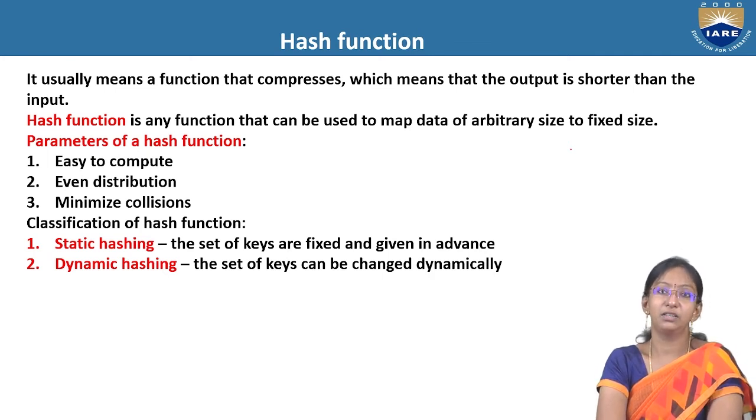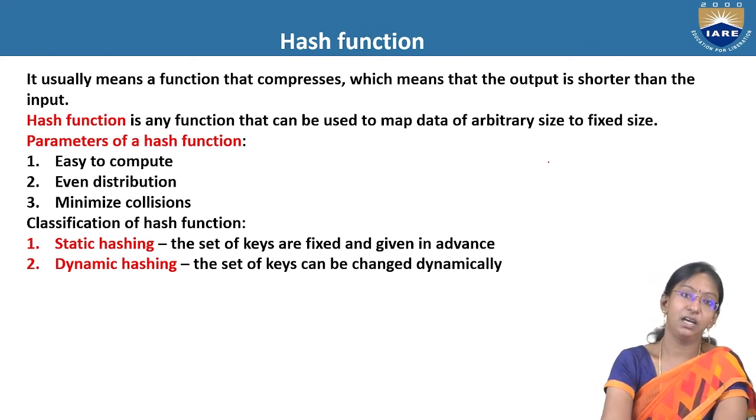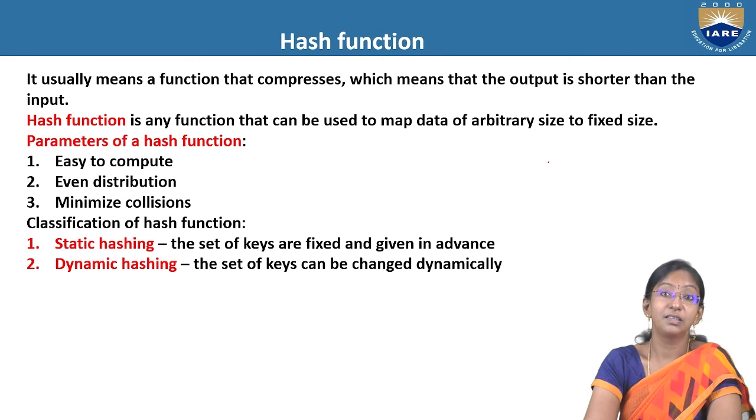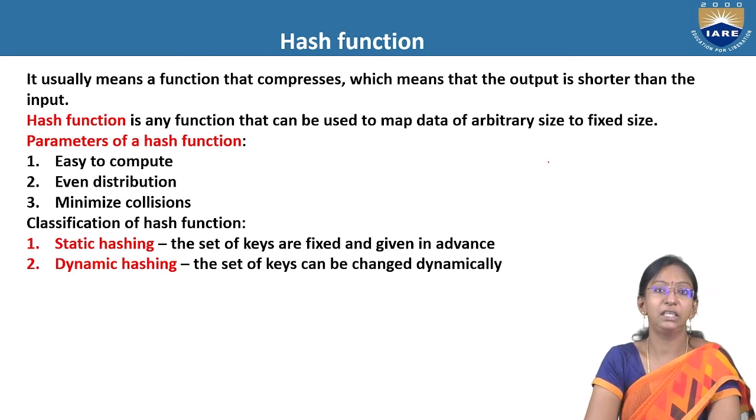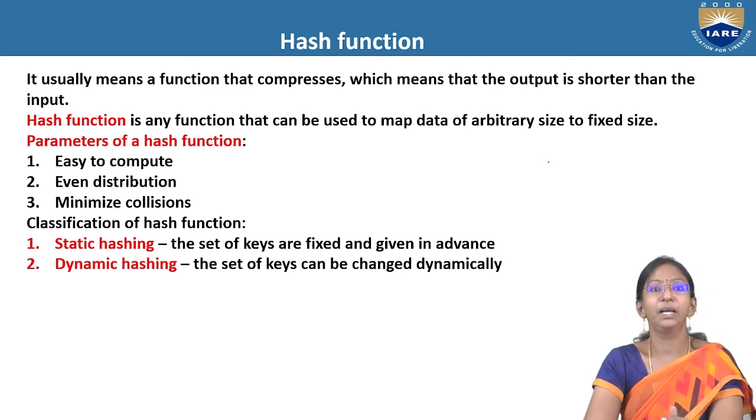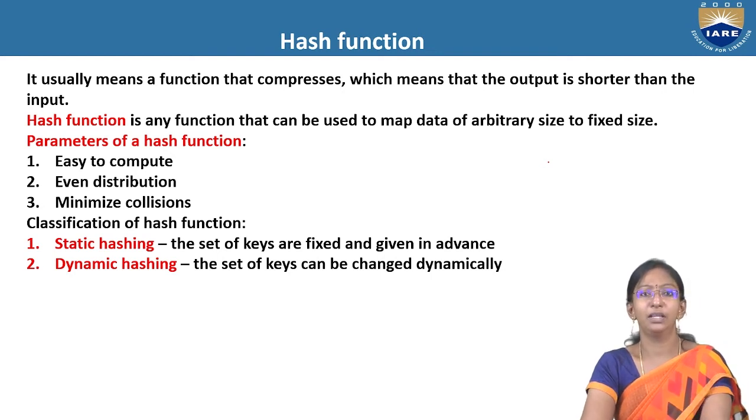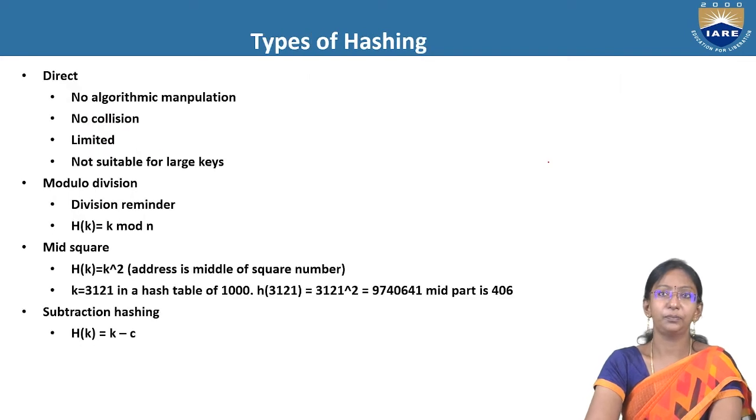So these hash functions are broadly divided into two categories: static hashing and dynamic hashing. Static hashing is where the set of keys is fixed and given in advance. You can neither delete those keys nor extend the list. Dynamic, based upon your requirement, you are going to add that key to your hash table.